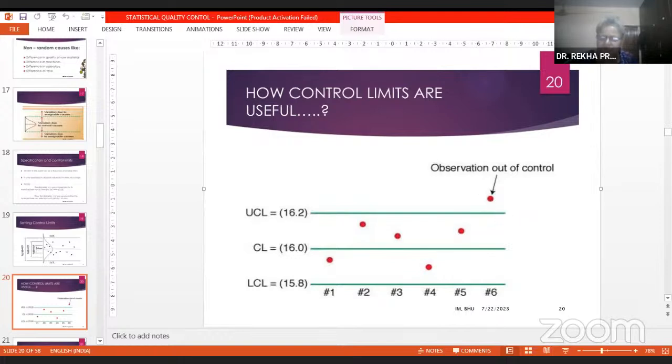We have a very small sample from 1 to 6, only 6 pieces. Just to explain it, I have taken a small sample. Suppose the value is the diameter of a pen, or maybe a sack of cement, whatever it is, it is 16. All these are lying between the lower and upper control limit. Only one observation is out of control.